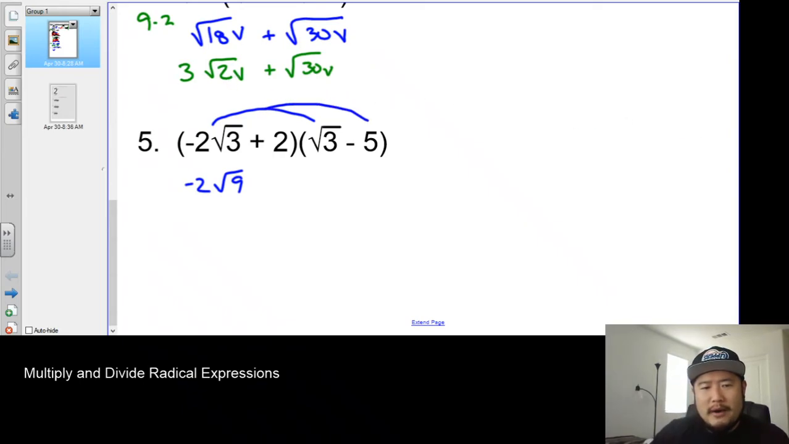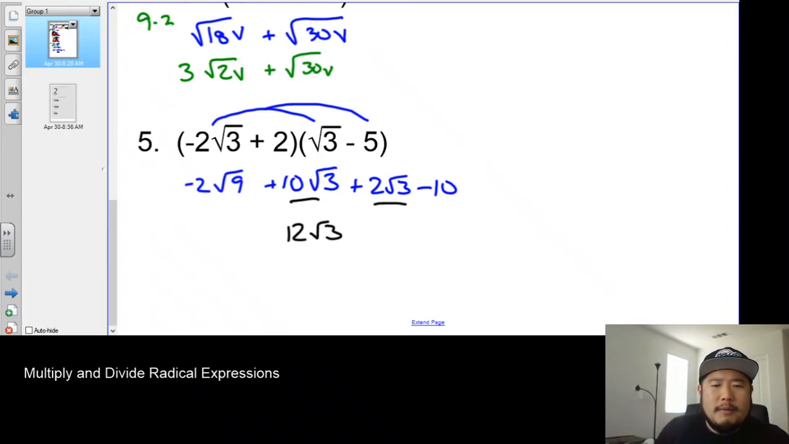Next up, let's go to the outer. We have negative times negative is a positive, so positive 10 rad 3. And then the inner is going to be plus 2 rad 3, and then the last is minus 10. So we have that right there. We can combine a few things together. That we definitely can combine. So that will get us to 12 rad 3. Now remember, square root of 9 is 3. So 3 times negative 2 will get us negative 6.